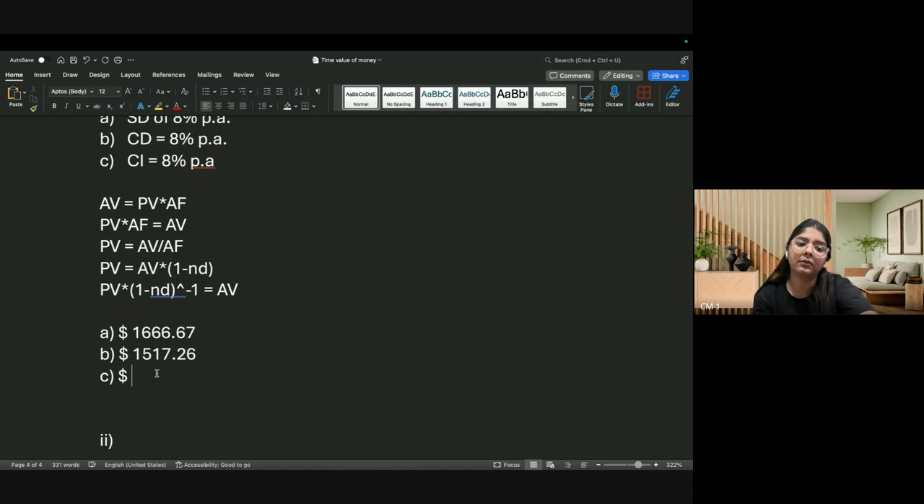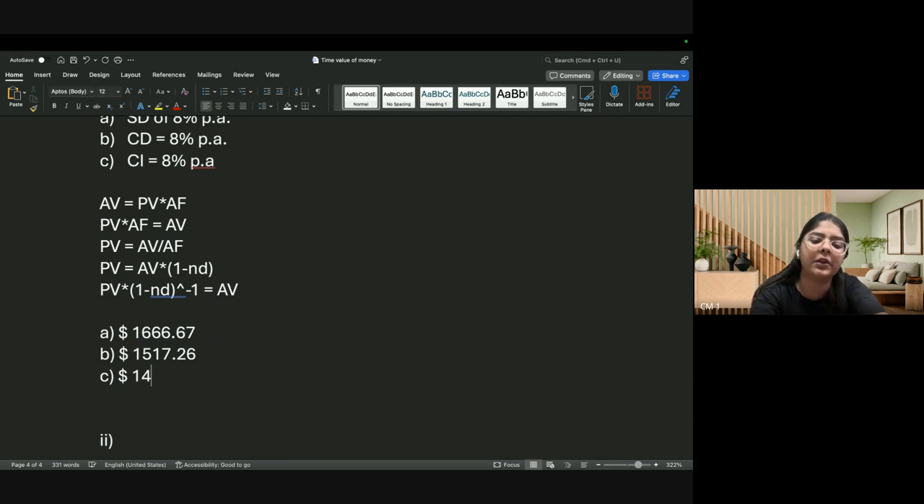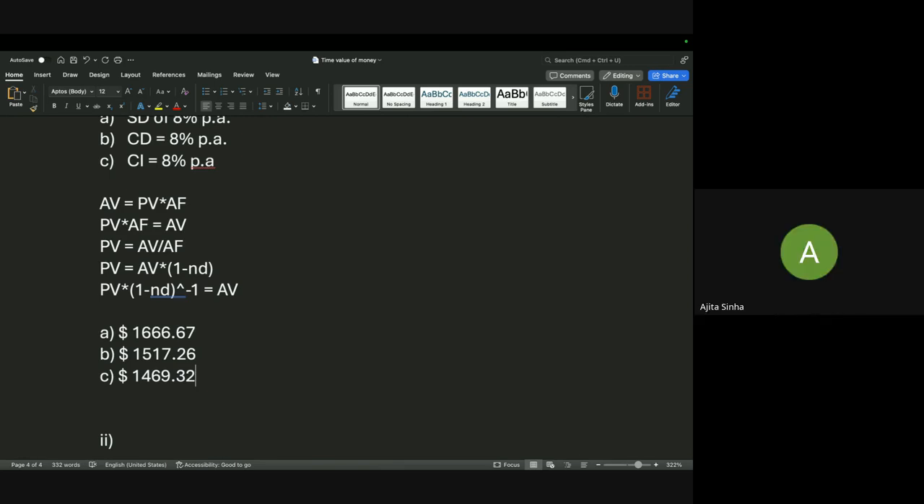Answer C, using a compound rate of interest of 8% per annum, it is 1469.32. 1469.32 is correct. I hope all of you are getting this, all of the three answers. Any doubt, anybody, please ask.